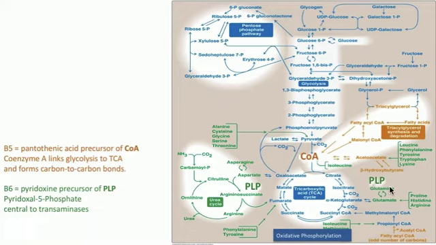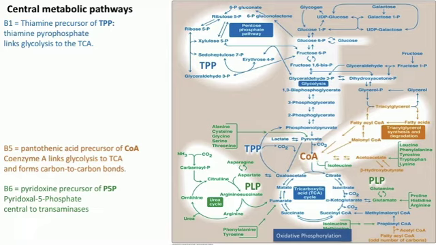Pyridoxal 5-phosphate is crucial to amine transfer reactions, so it will be at the interface between the green urea cycle and amino acids and the blue citric acid cycle or carbohydrates. Thiamine pyrophosphate, like coenzyme A, is at the interface between glycolysis and the citric acid cycle, and it also plays an important role in the pentose phosphate pathway.